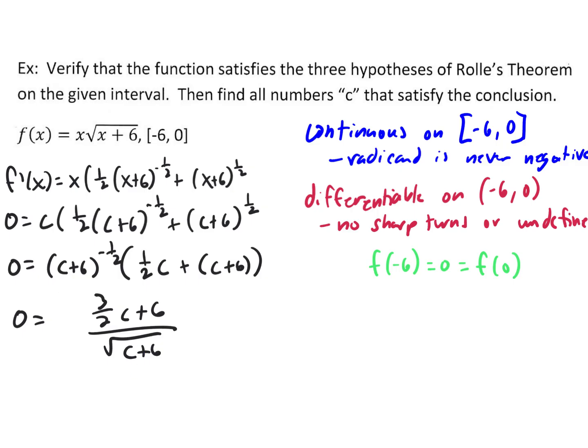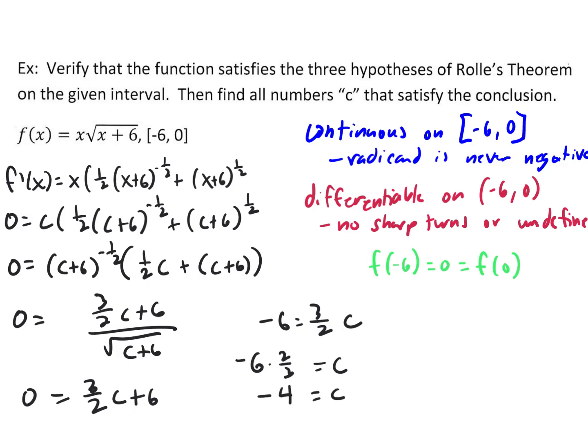And in order to find the c, in order for this to be 0, this top has to equal 0. So I just have to set these two things equal to each other. And so 3/2 c plus 6 equals 0, subtract the 6. And now I just multiply both sides by 2/3. And then c equals negative 6 times 2/3. If this was an FRQ, you could leave it like that. But I want to know what the actual value is. And so c equals -4. So at c equals -4, that's where we're going to find a horizontal tangent on this interval. That's Rolle's theorem.